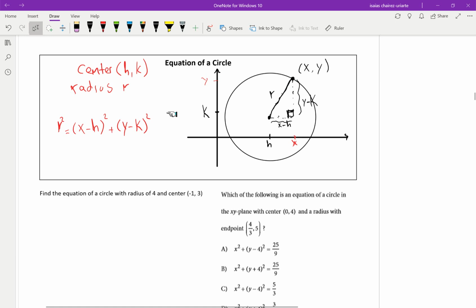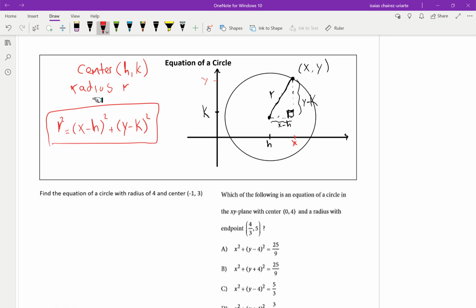So the Pythagorean theorem just says that r squared is equal to the horizontal length squared plus the vertical length squared. And it turns out that this is my equation of a circle. This is the equation of a circle centered at the point h comma k with radius r. This is worth keeping in mind.